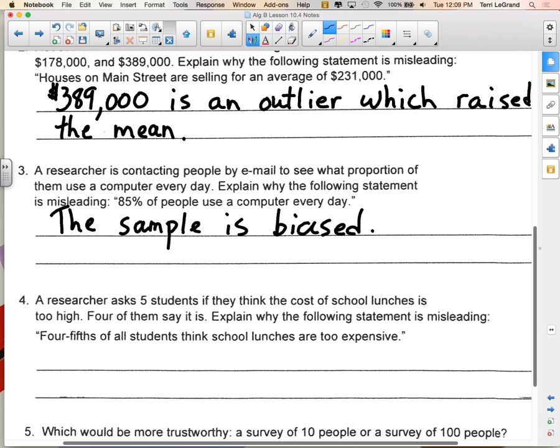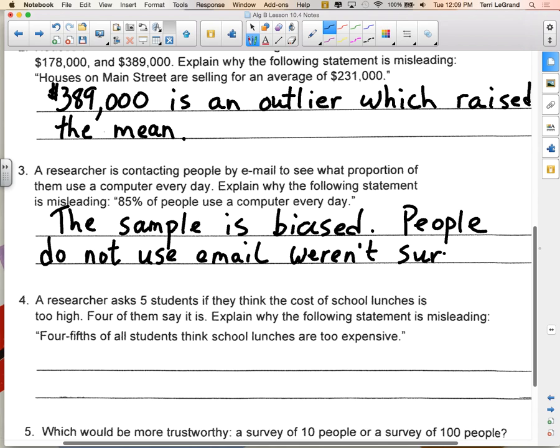And we're gonna say it's biased because people who do not use email weren't surveyed. They weren't included. And the question wasn't, how often do you use email? The question was, how often do you use a computer every day? There are some people who use a computer every day and never get on email. So those people needed to have a chance to be included in the sample.